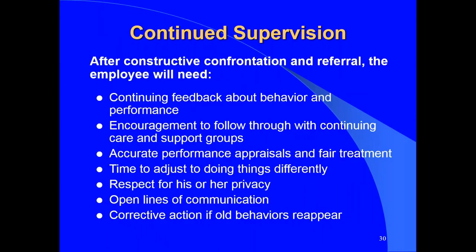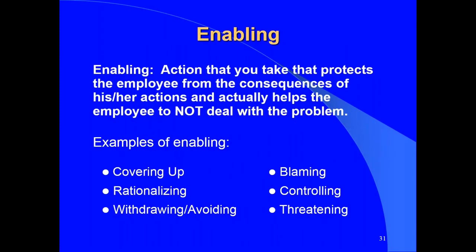Continued supervision. After the constructive confrontation and referral, the employee will need continuing feedback about behavior and performance. Now, this is, again, if you go the route of working with the employee versus termination. They need continuing feedback about behavior and performance, encouragement to follow through with continuing care and support groups, accurate performance appraisals and fair treatment, time to adjust to doing things differently, respect for his or her privacy, open lines of communication, and it should be really swift corrective action if old behaviors reappear.